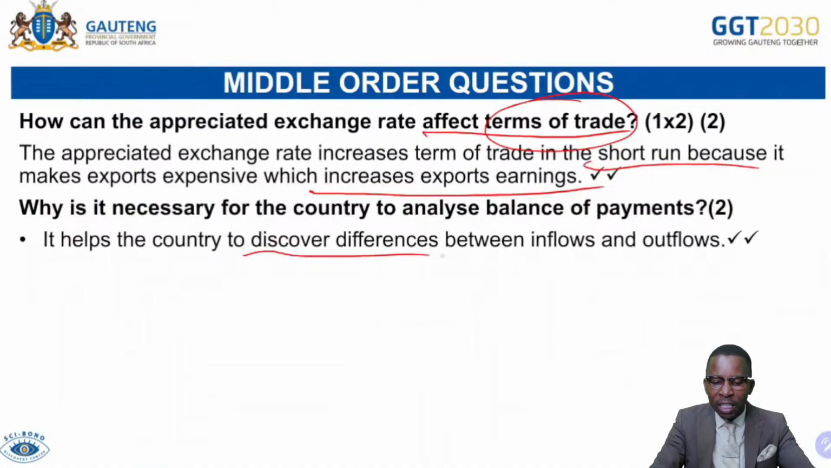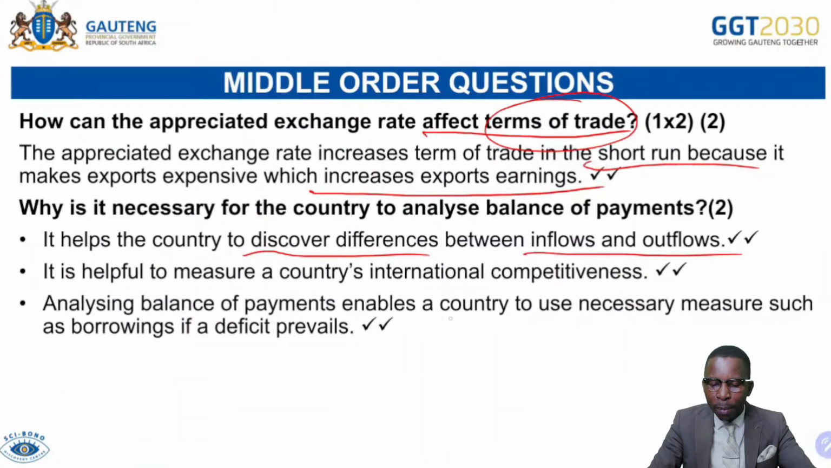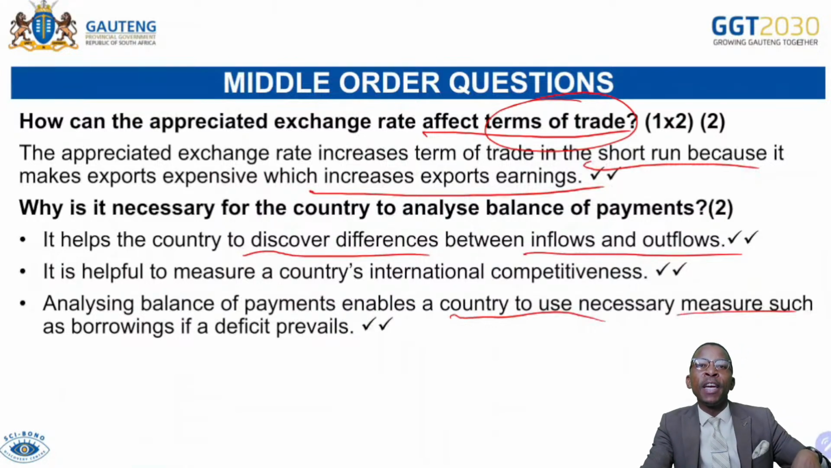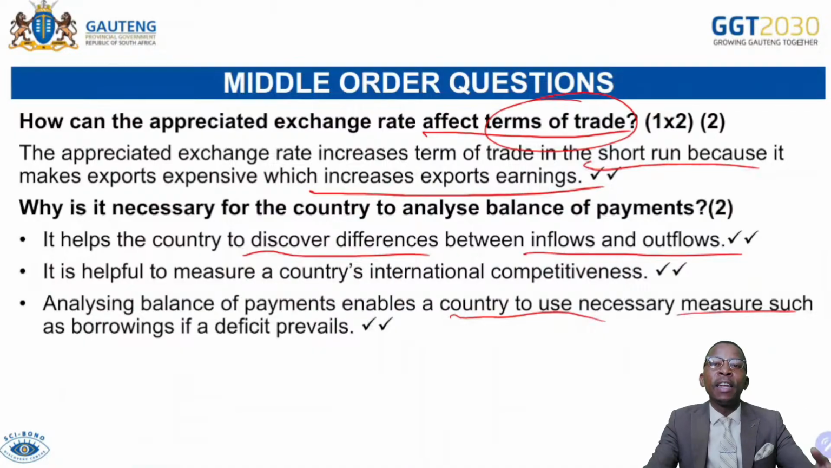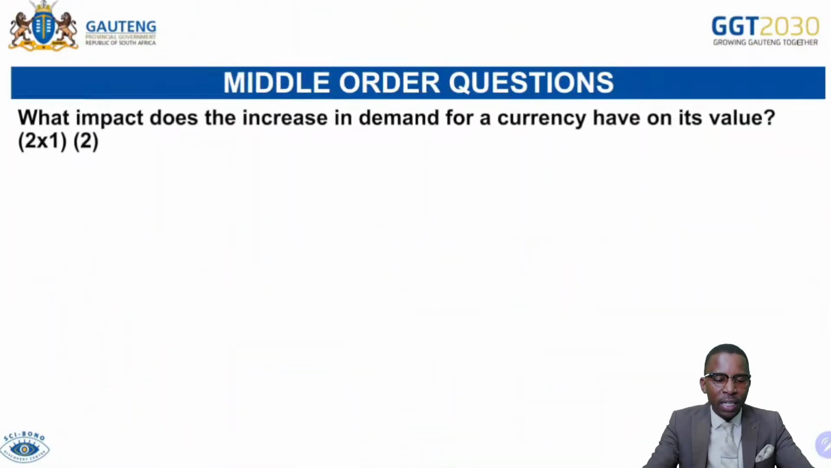It helps the country to discover differences between inflows and outflows of currencies. And then it is helpful to measure the country's international competitiveness. We can see how competitive we are as a country internationally. Analyzing the balance of payments enables the country to use necessary measures such as borrowing if a deficit prevails. If ever faced by a BOP deficit, the country can borrow money from the IMF and then can access SDRs, special drawing rights, and be able to fund its imports so that there will be a reduced balance of payments disequilibrium or deficit.